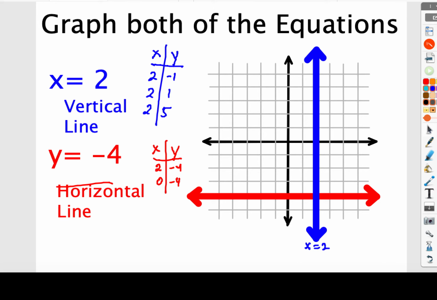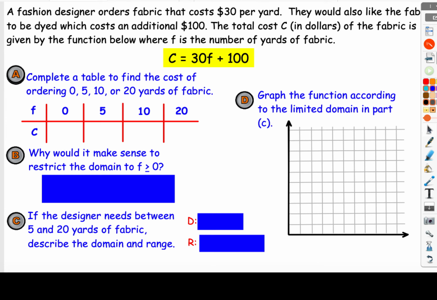Okay. So hopefully that helps you with horizontal and vertical lines. Again, vertical lines are always x equals because all the x coordinates are the same. Y equals would be a horizontal line because again, all the y coordinates are the same on that horizontal line. Okay. Finally, let's talk a little bit about functions.